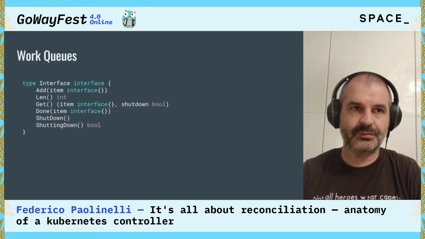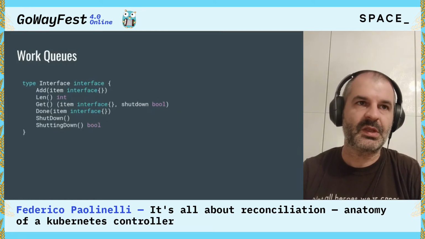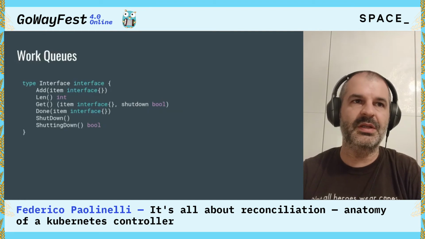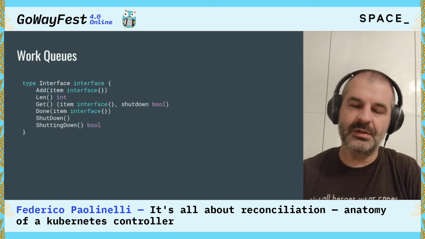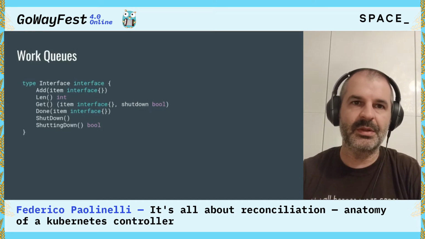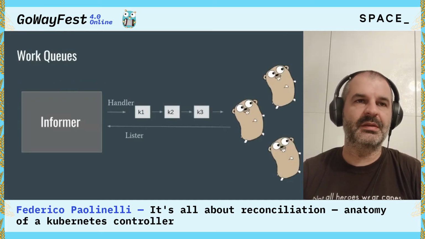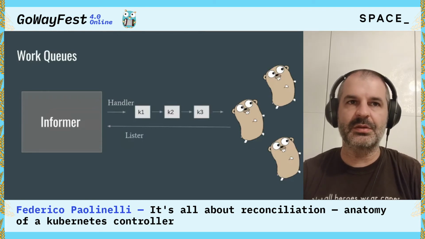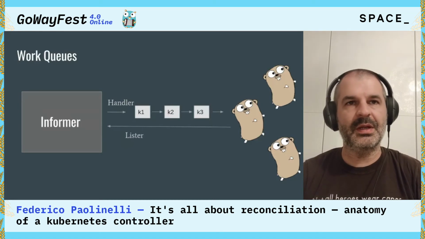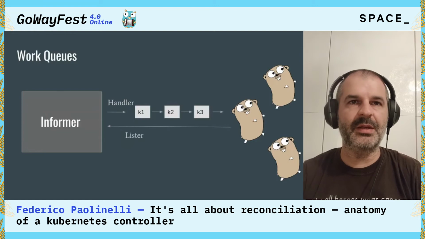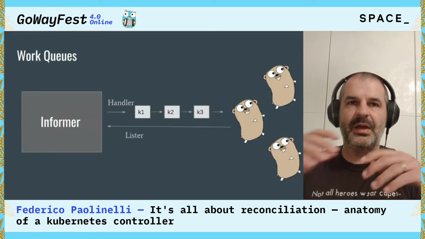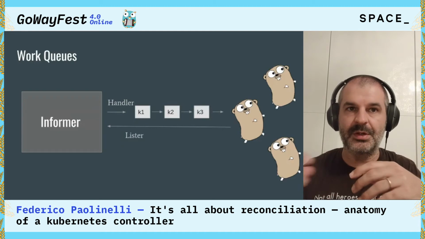The interface is like what you would expect from a priority queue. The only difference is the done method that allows you to notify the queue that you are done with that particular element. The way it works is that from the handler we only store the key of the event in the queue, and then on the consuming side we can have many goroutines consuming, so you can have a higher concurrency.